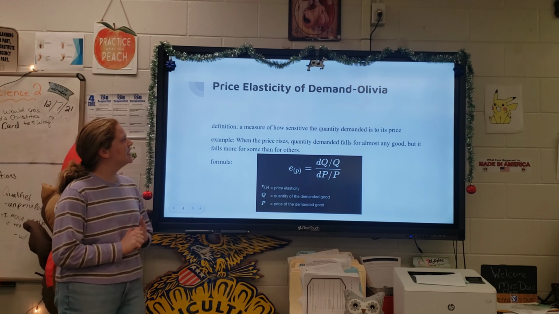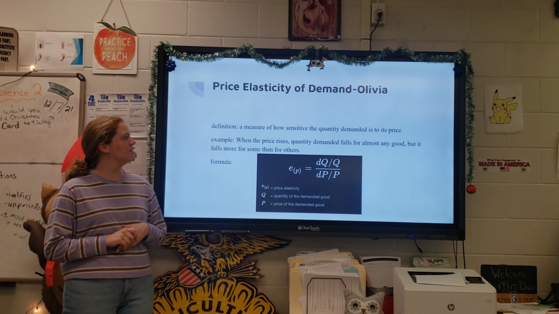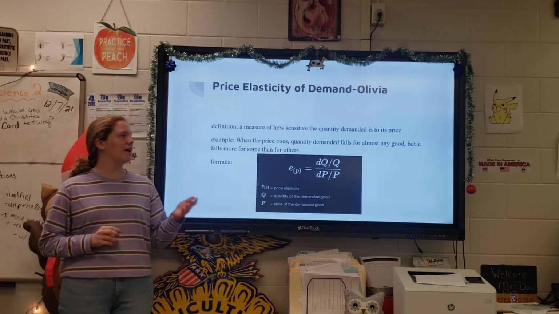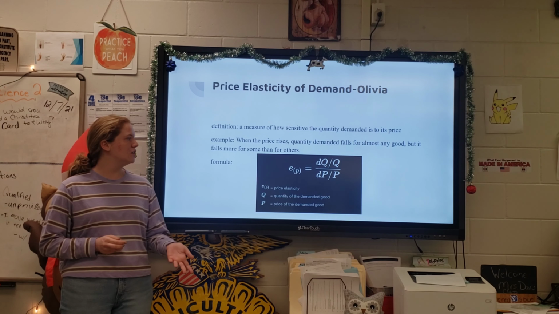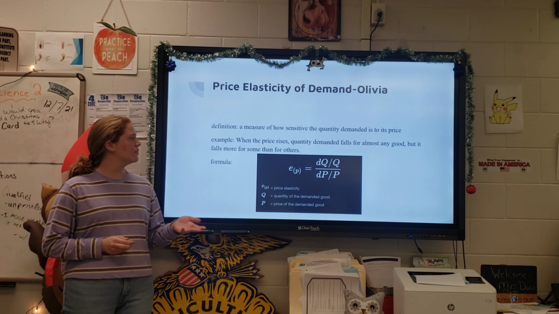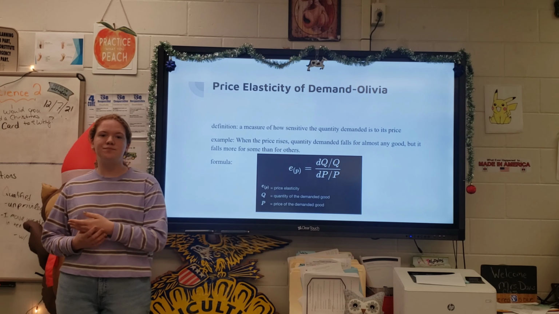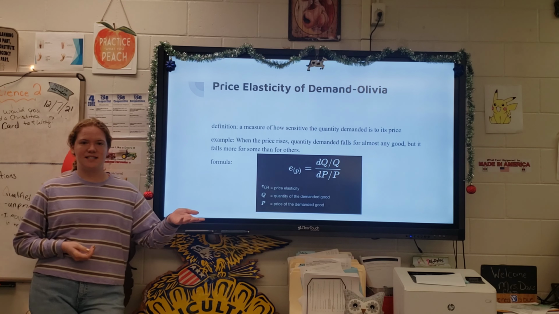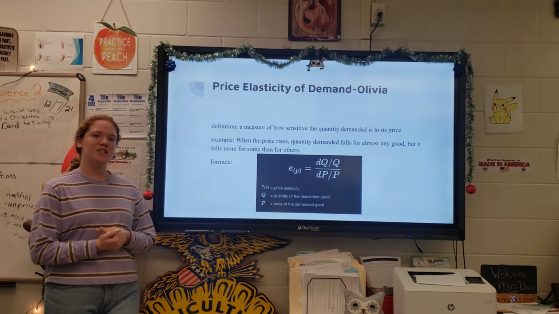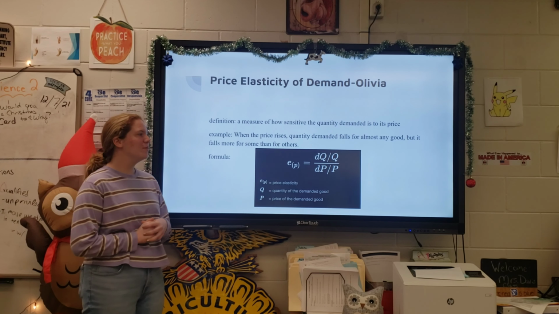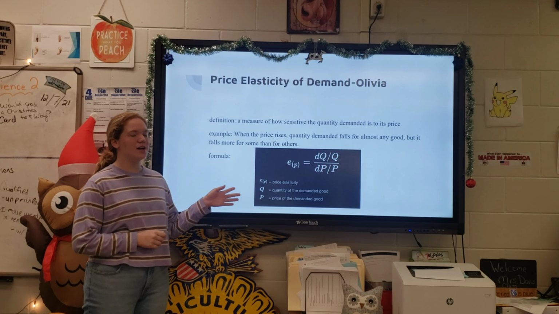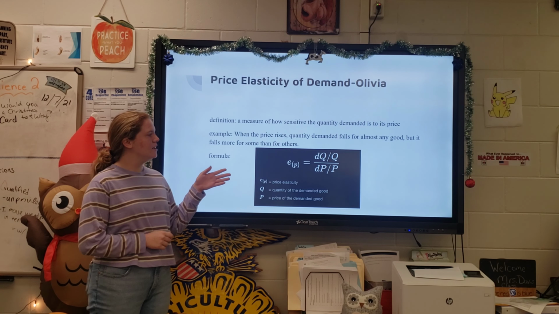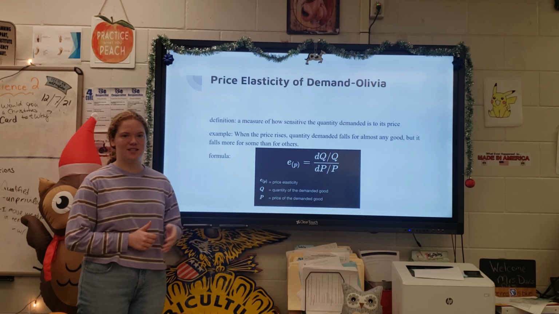So moving into price elasticity of demand, the definition is a measure of how sensitive the quantity demanded is to its price. For example, when the price rises, the quantity demanded may fall for almost any good, but it falls more for some than others. An example of this is if the price of bread rises, more people may realize that they don't want as much bread, so they may not buy as much bread. The formula for this is finding the change in quantity in a percentage and the change in price in a percentage, and then dividing the change in quantity percentage by the change in price percentage.